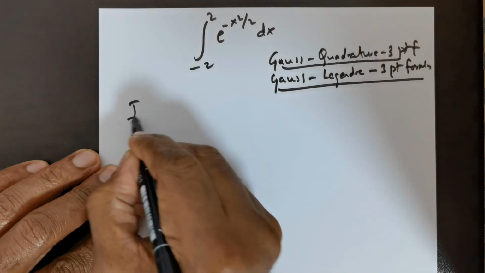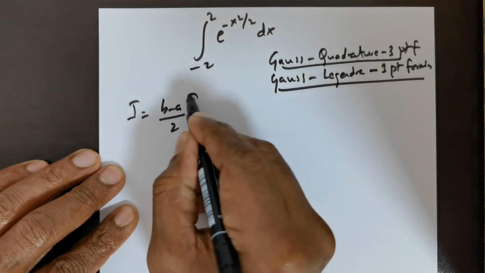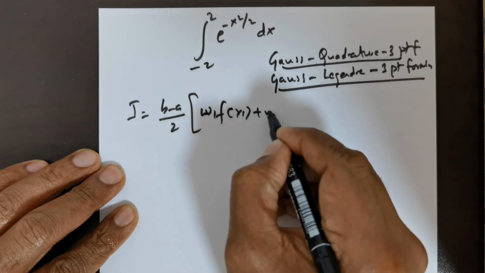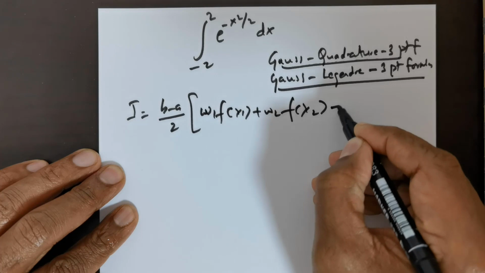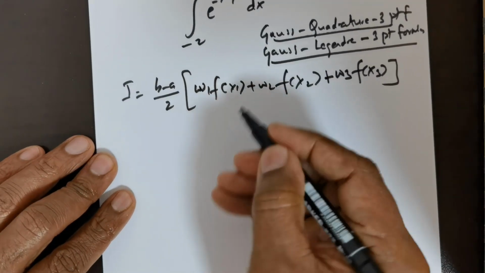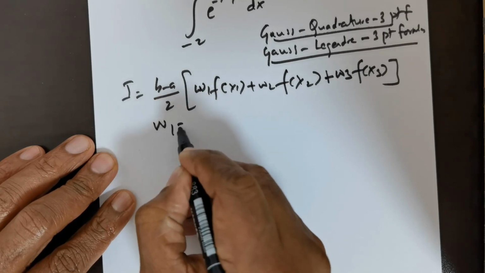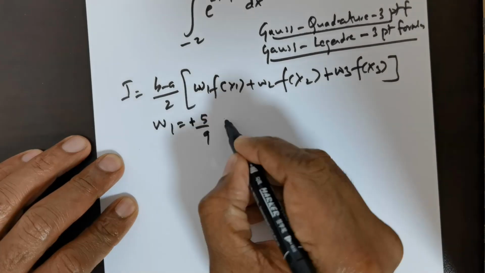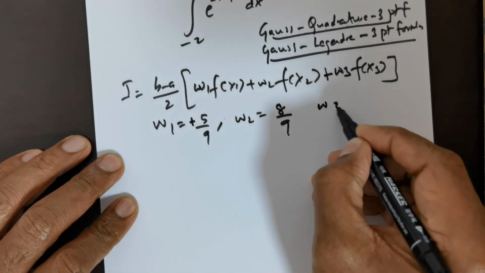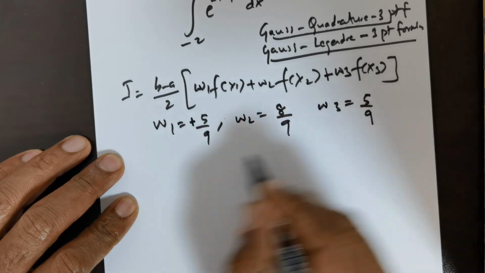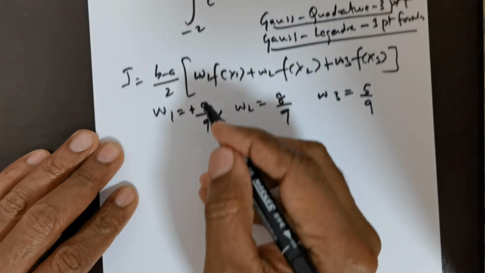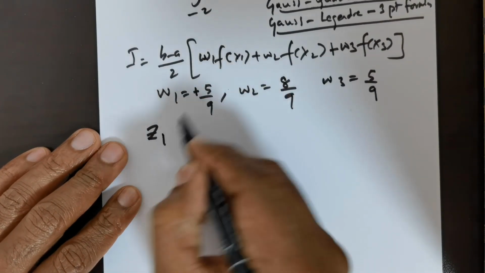Now the formula is given as I is equal to (b minus a) over 2 multiplied by w1 times f of x1 plus w2 times f of x2 plus w3 times f of x3, where w1 is equal to 5 over 9, w2 is 8 over 9 and w3 is equal to 5 over 9. So these are the constants for w1, w2, w3.